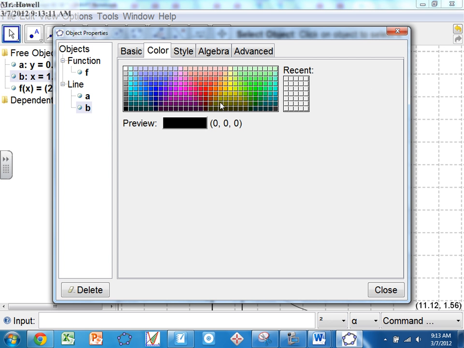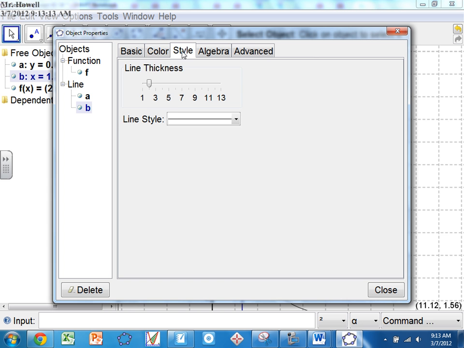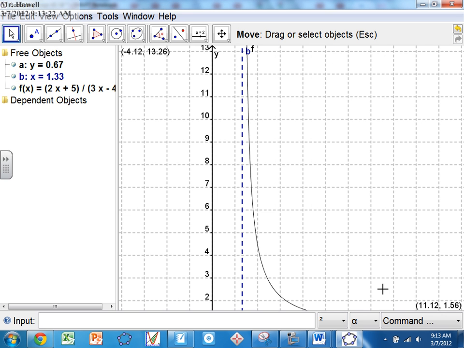Yellow. You can't see yellow, sorry. Red. Orange. Really? Tangerine. Black. Lavender. Black. Okay.